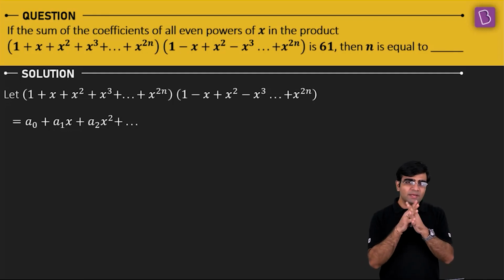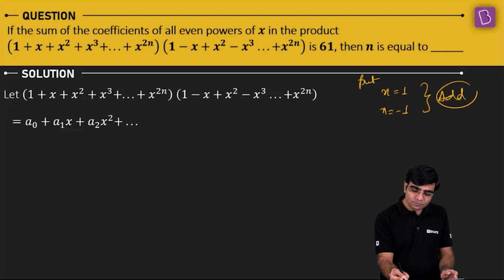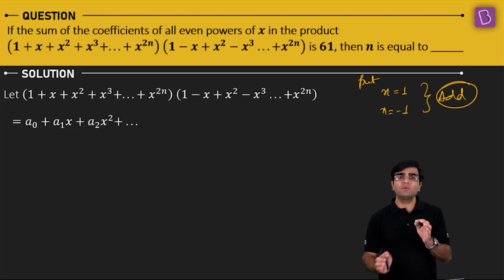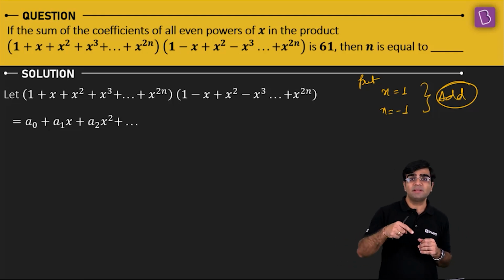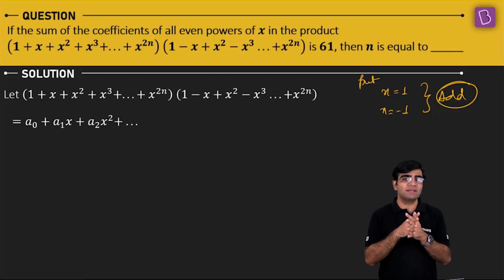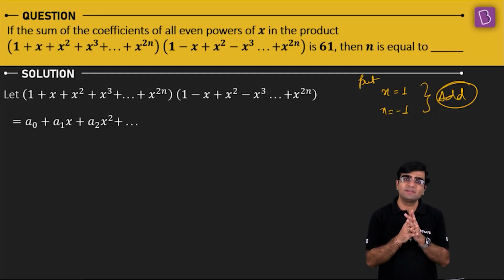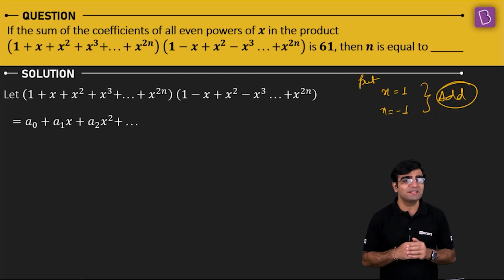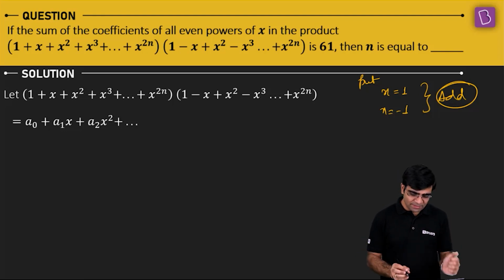Do you remember how we get the sum of all the even powers? Just remember that logic. You put x equal to 1 in this one, then you put x equal to minus 1, and then you add both of them. When you put x equal to 1, all the coefficients get added. When you put x equal to minus 1, you get a naught minus a1 plus a2 minus a3. So all the odd ones are with the minus sign. And when you add them, all the odd coefficients get cancelled. You'll be left with only the sum of even powers. That's the trick that you have to remember and utilize every time you get such a question in the future. All right, let me begin with the calculation.